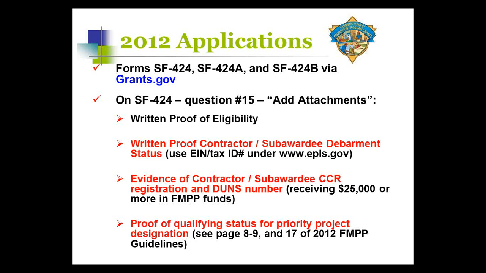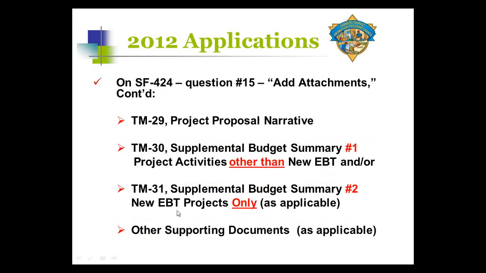The next thing is that sub-awardees as well as contractors must all be registered with CCR and must have a DUNS number. And this is only for those individuals that are receiving $25,000 or more in Fmpp grant funds. So if you have anyone that is supposed to receive more than $25,000, you need to make sure that they have provided you their printed CCR registration. And that website is ccr.gov. So I'll add that to this PowerPoint slide, and it will be available for you after this webinar is over.